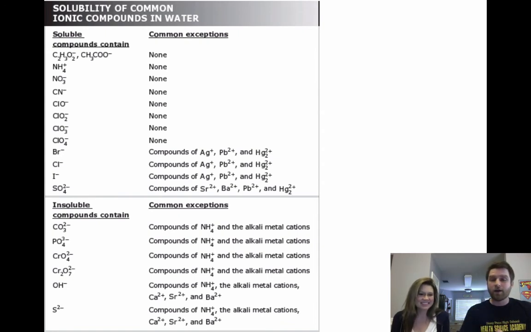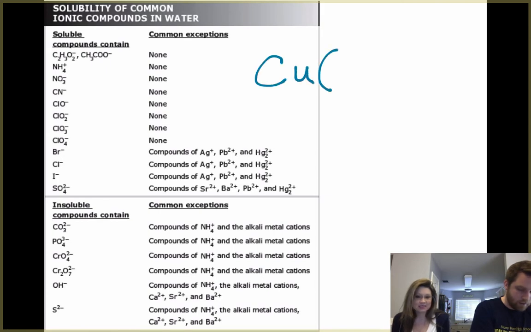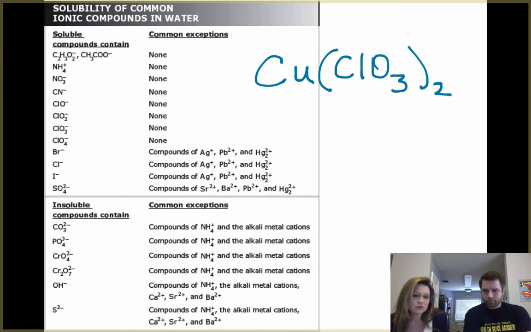Okay. All right, so you're ready to play? Yes. Fantastic. Are you ready for your first compound? Sure. All right. First compound for you today is CuClO3 2. That would be copper 2 chlorate. Okay, so copper 2 chlorate.